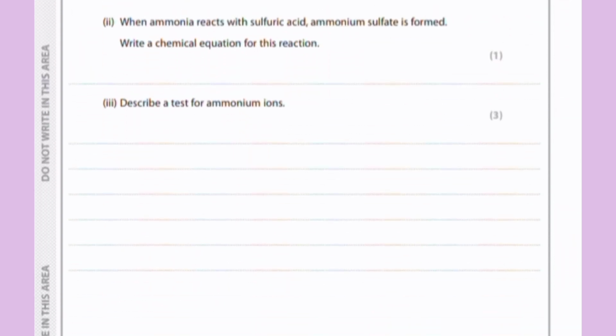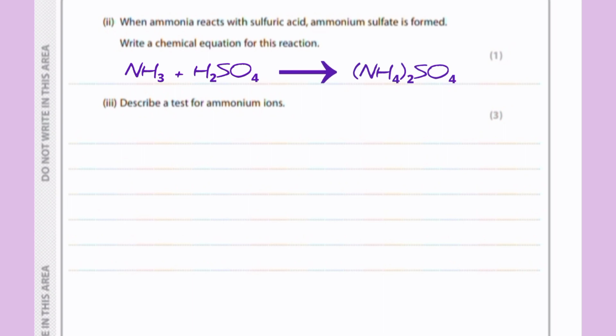When ammonia reacts with sulfuric acid, ammonium sulfate is formed. Write a chemical equation for this reaction. You should know the formula for each of these. Ammonia is NH3, sulfuric acid is H2SO4, and as we found in the last part, ammonium sulfate is (NH4)2SO4. We will write this as NH3 + H2SO4 produces (NH4)2SO4.